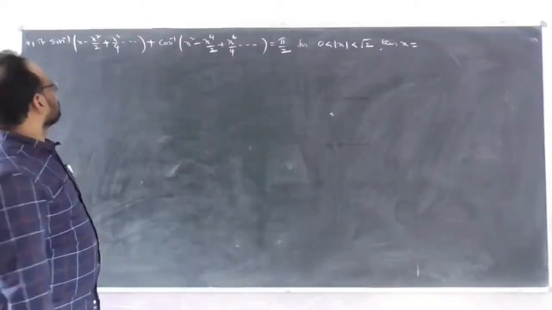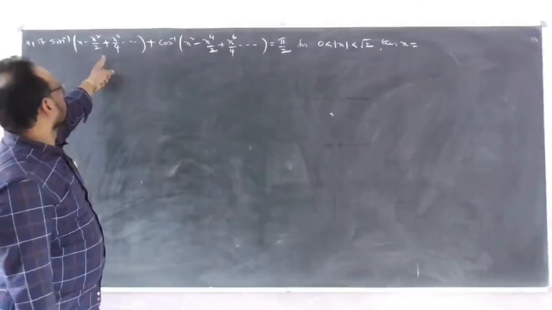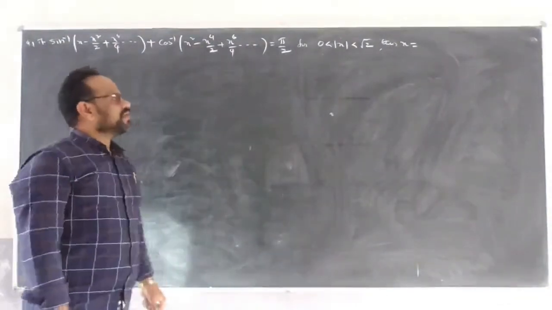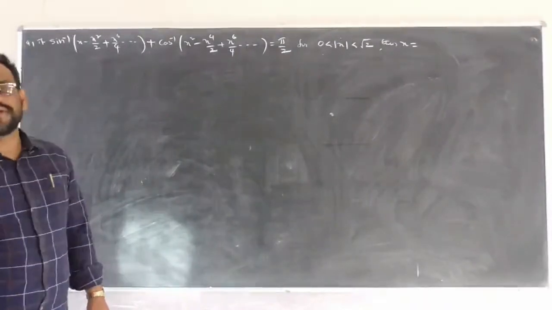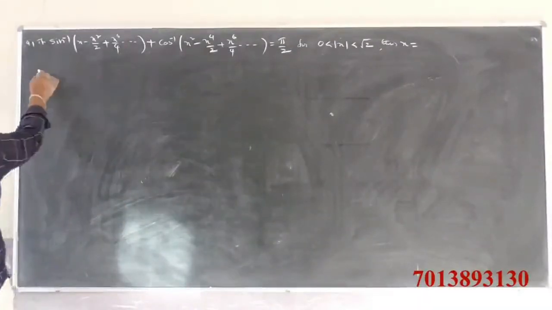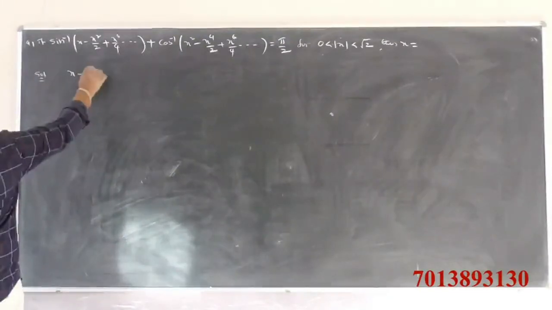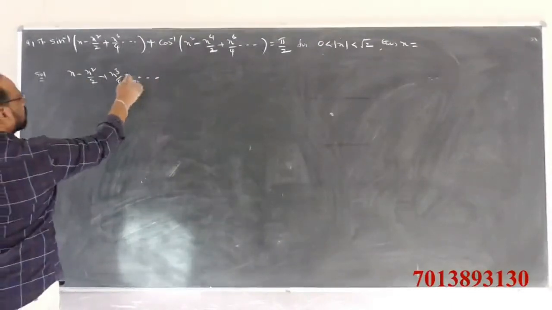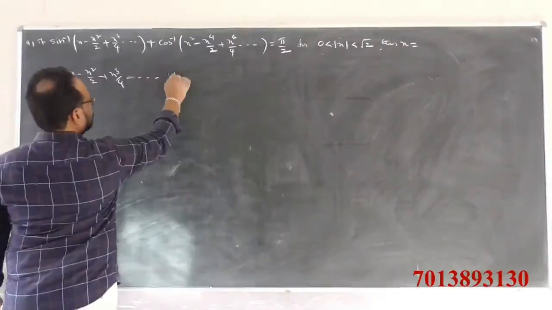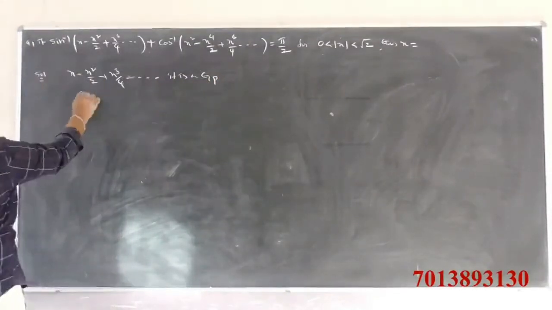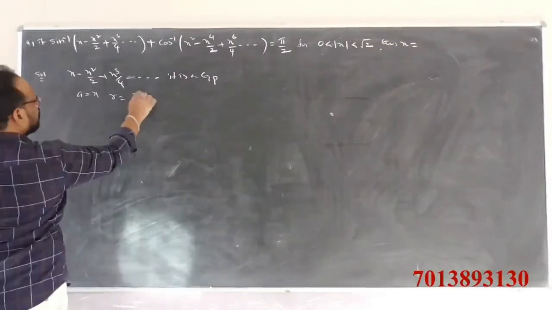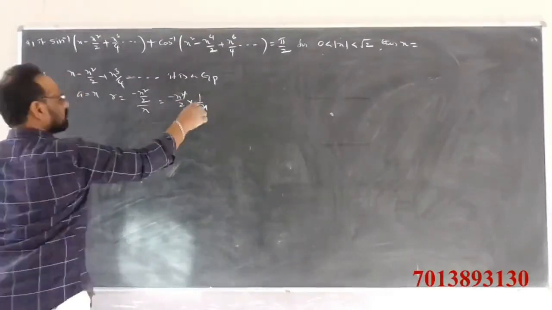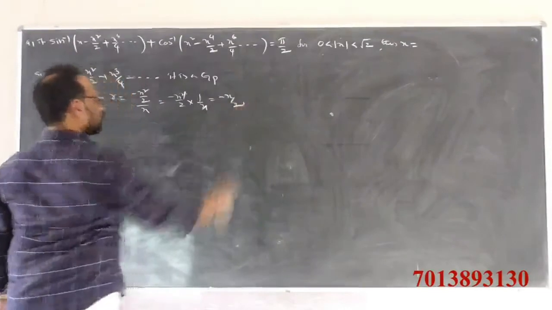Now, if sin inverse of x minus x square by 2 plus x cube by 4 plus and so on, plus cos inverse of this one is equal to pi by 2, clearly mod x is less than or equal to square root of 2, then the value of x will be 1. So clearly the series x minus x square by 2 plus x cube by 4 plus and so on is a GP. First term A is equal to x and common ratio R is equal to minus x square by 2 by x, that is minus x square by 2 into 1 by x, which gets cancelled. We get minus x by 2.